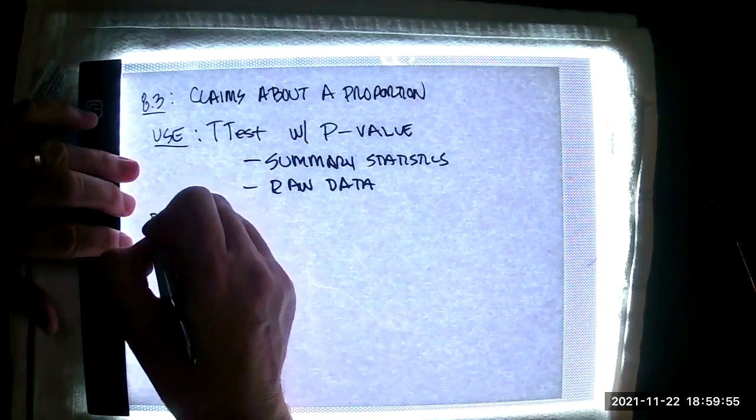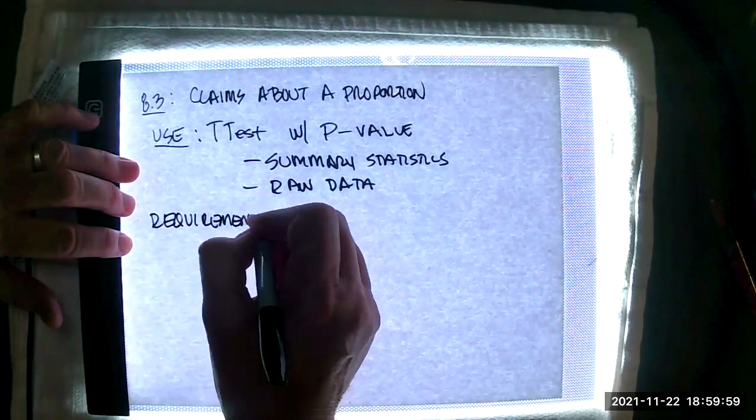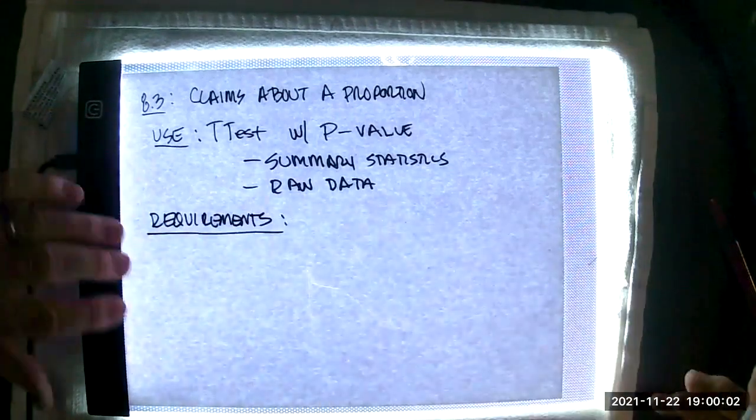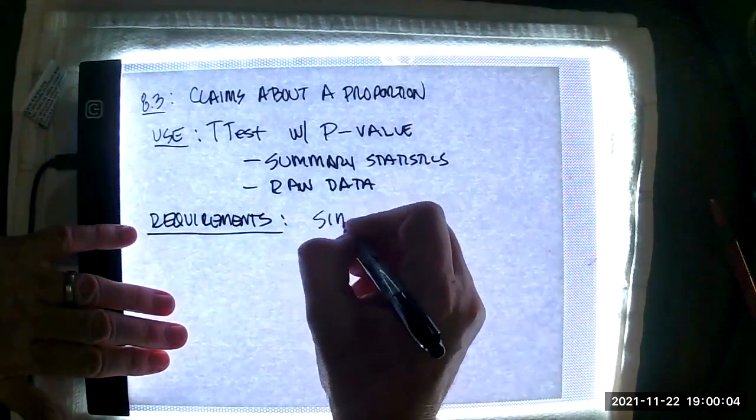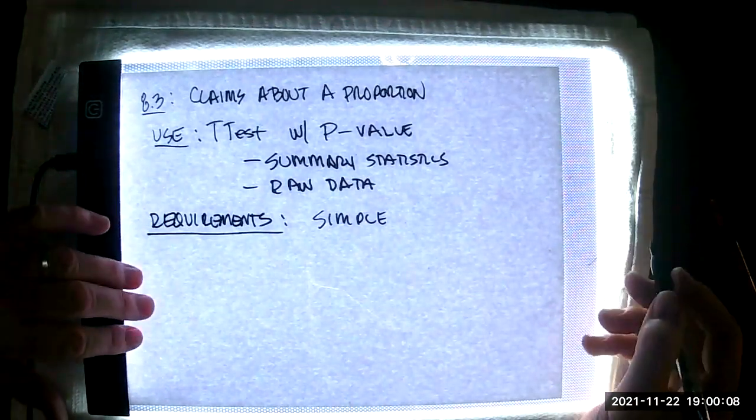We do have the requirements. I can ask students to check the requirements. And those requirements are the same as in 7.2 when we were estimating a population mean.